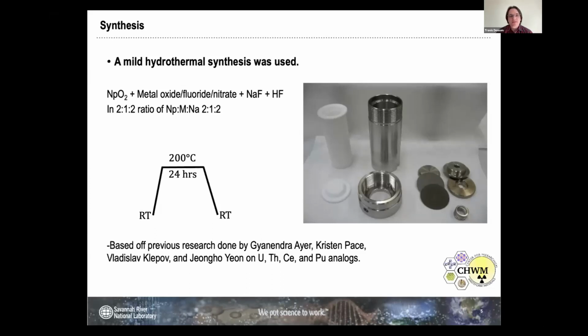So this is based off of research done at the University of South Carolina by other grad students. They had already done work on uranium and thorium because USC has permission to do work on those low dose or low activity actinides, and also cerium and plutonium had also been done as well. The plutonium research had been done at SRNL, but then we moved that onto the neptunium.